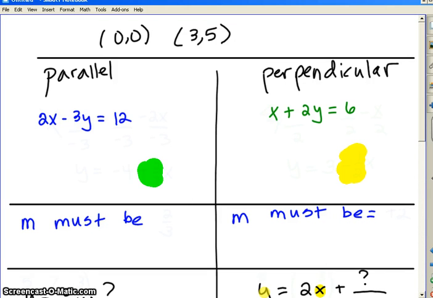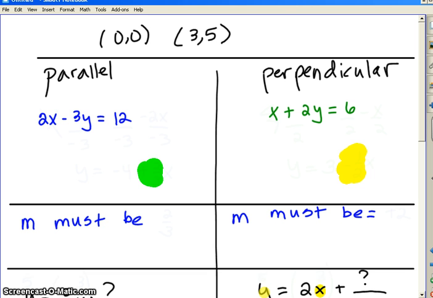All right, in section 2.4, another skill that we need to know how to do is write the equation of a line. Let's say that we have 2 points, (0, 0) and (3, 5), and we need to write an equation that goes through those 2 points that is parallel to 2x minus 3y equals 12, and also perpendicular to x plus 2y equals 6. Let's just start over here with the parallel equation.